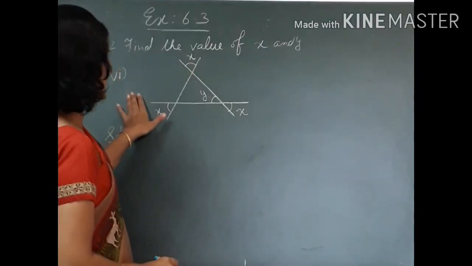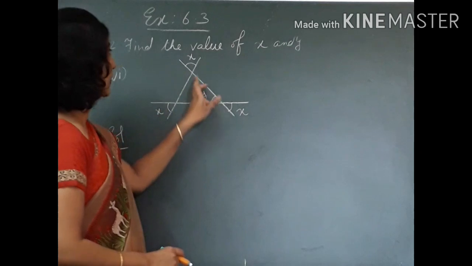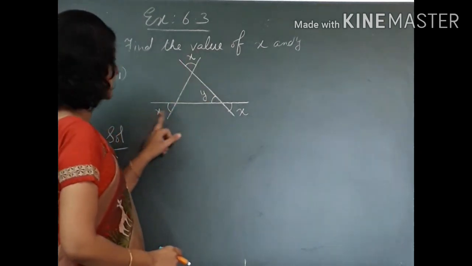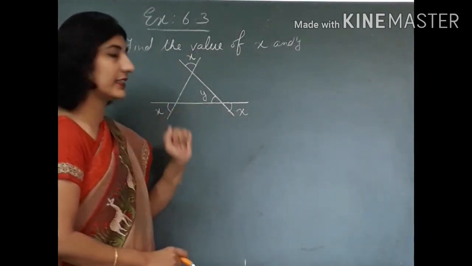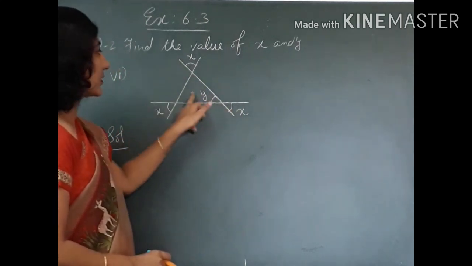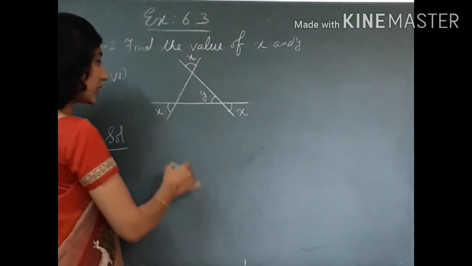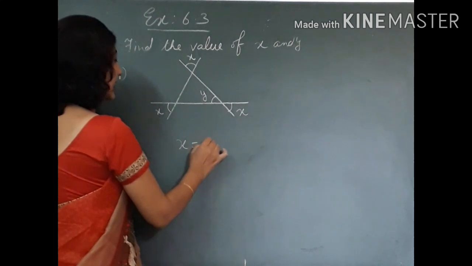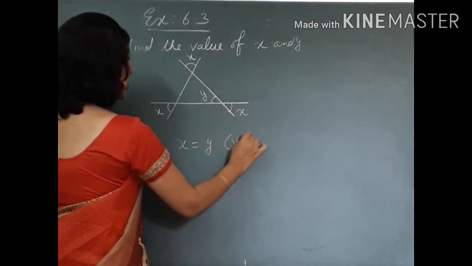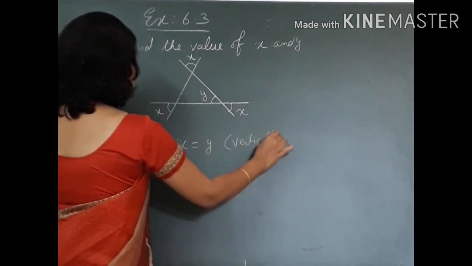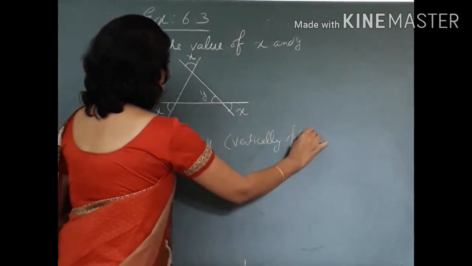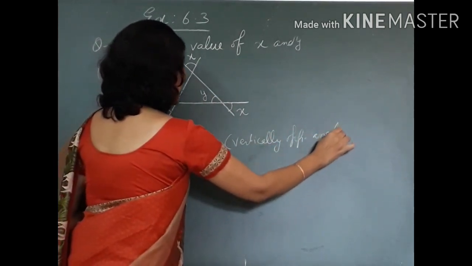The third part is, here a triangle is drawn like this and few values are given. x is written here, x is written here, x is written here and y is written here. So this x and this y are vertically opposite angles, so they should be equal. That is, you will write x equals y. In the bracket you can write vertically opposite angles and name it as equation number 1.